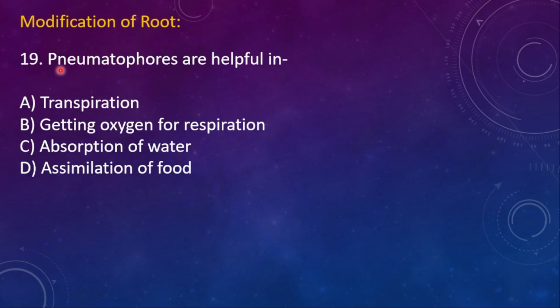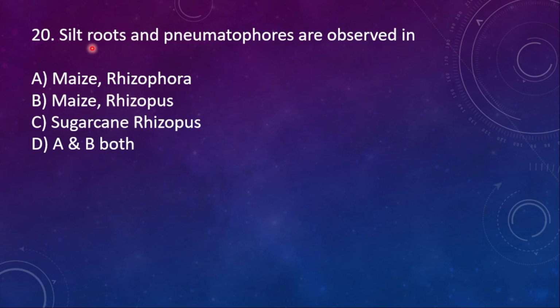Question number 19. Pneumatophores are helpful in option A, transpiration, B, getting oxygen for respiration, C, absorption of water, D, assimilation of food. And here the right option is getting oxygen for respiration, pneumatophores. 20. Stilt roots and pneumatophores are observed in A, maize and Rhizophora, B, maize and Rhizopus, C, sugarcane and Rhizopus, D, A and B both. Here the option A is correct.